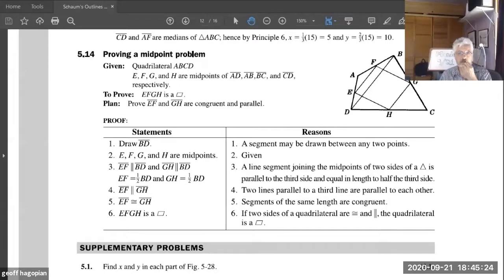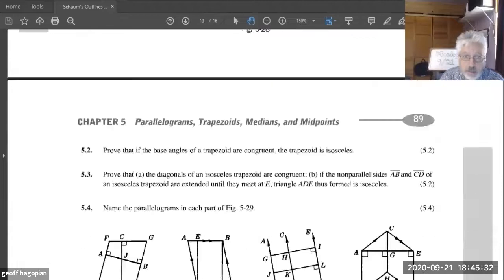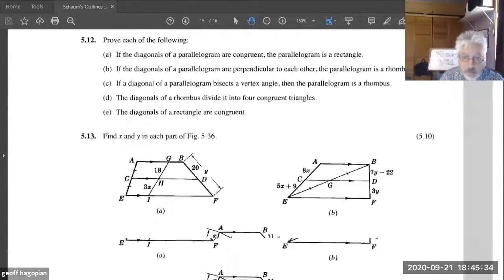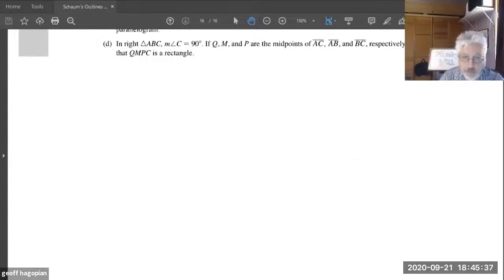Right? And so we also have a theorem that says if two sides of a quadrilateral are congruent and parallel, then the quadrilateral is a parallelogram. And then you have your supplementary problems, and those are all worth looking at too. So now let's open up the circles chapter.